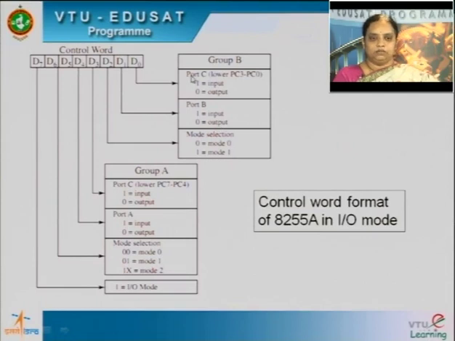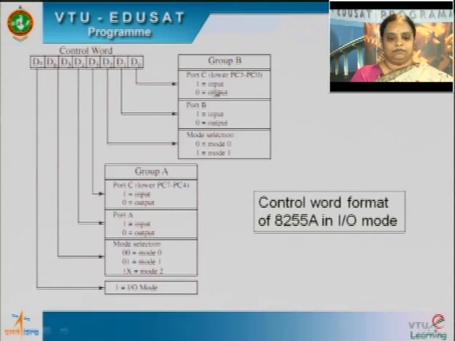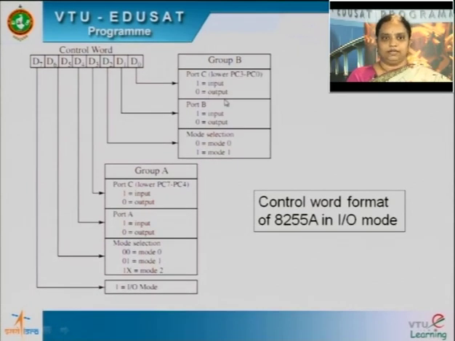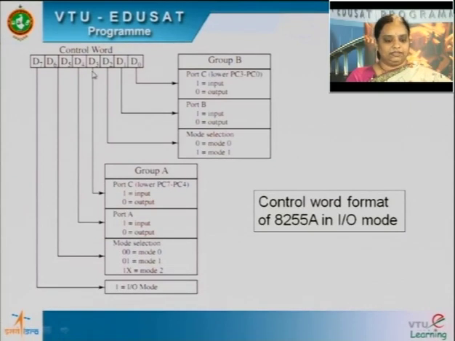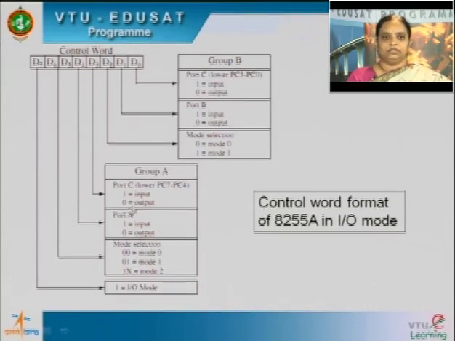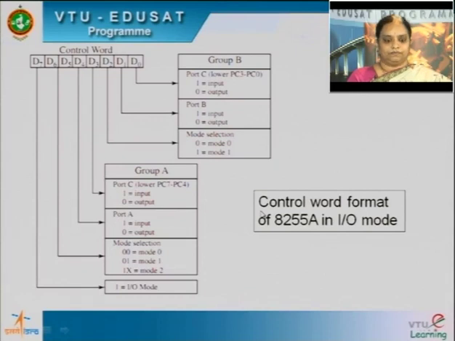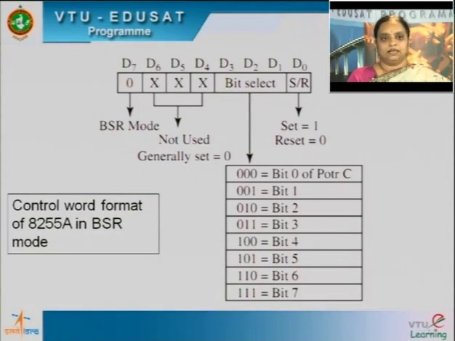The remaining is port C. Port C is divided into 2 parts: port C lower, once again 1 or 0 for in or out, and port C upper, that is your D3 bit, that's again 1 or 0. Then we have the BSR mode. In the BSR mode, it can be used irrespective of IO mode.